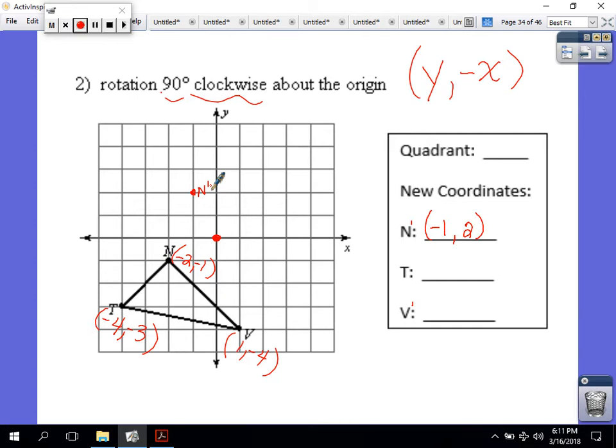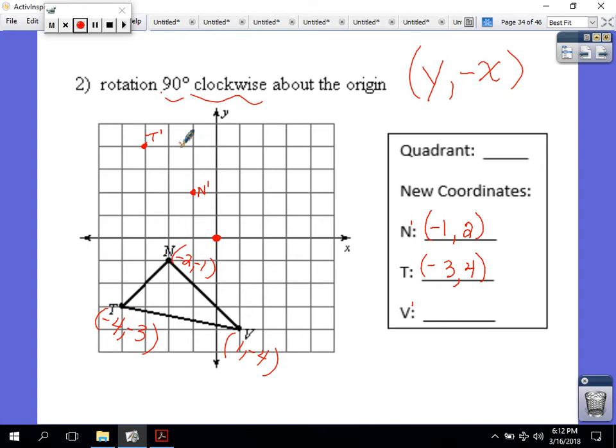All right, for T, we're going to have -3 come to the front. -3, it stays the same but moves to the front. And then the -4 moves to the second position and becomes its opposite, +4. So let's now graph that. Left 3, 1, 2, 3. Up 4, 1, 2, 3, 4. And that is T prime.